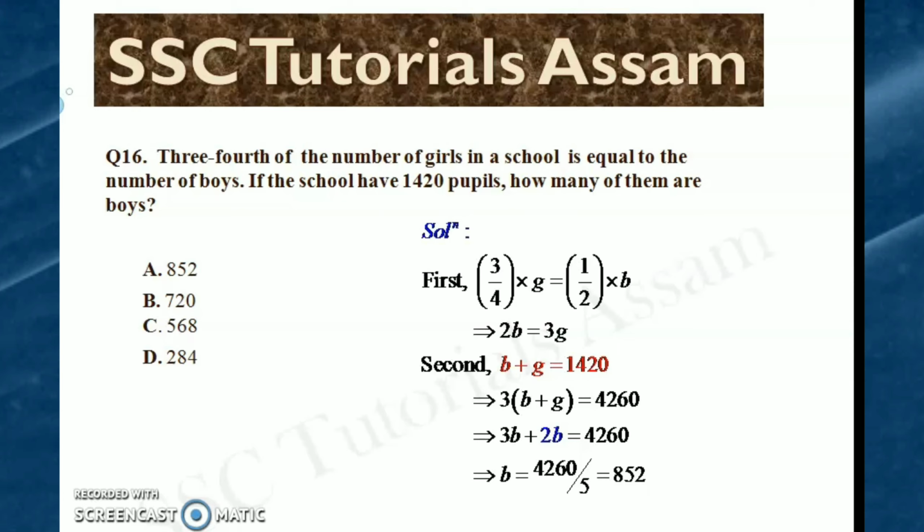In this question, the correction is actually that 3 by 4 of the number of girls is equal to the half of the number of boys. Okay.